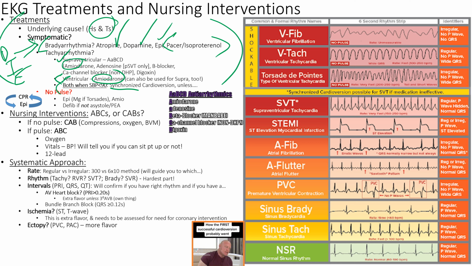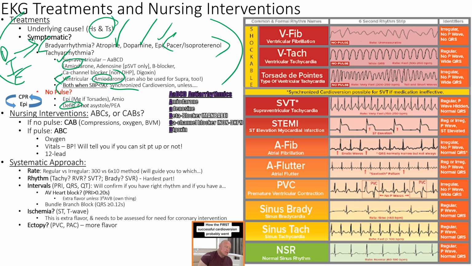Okay, but if you have a really, really fast heart rate and they still have a pulse, you're doing synchronized cardioversion. No pulse, it's CPR and epi, plus or minus an unsynchronized cardioversion or defibrillation. So you defib rhythms that have no pulse when it's not asystole or PEA. Everything else you shock, basically.